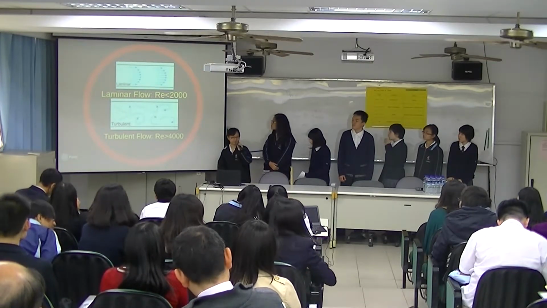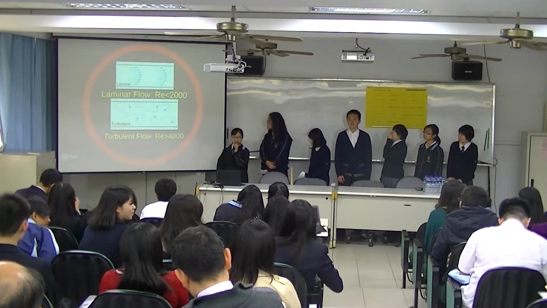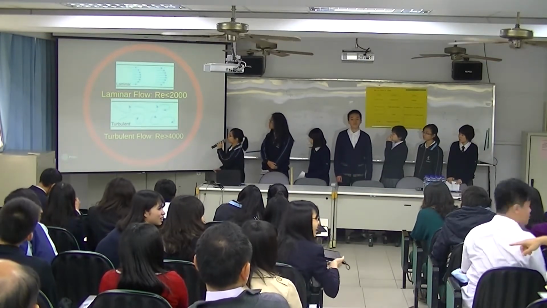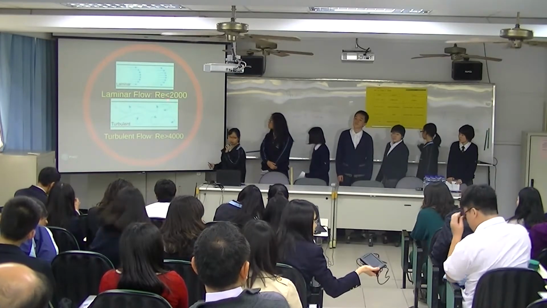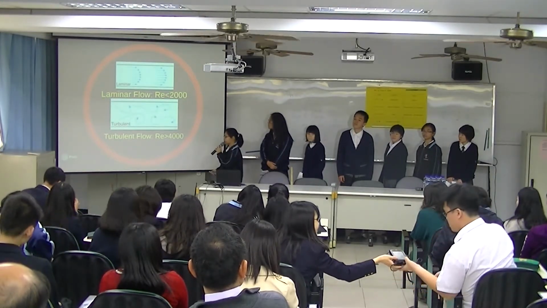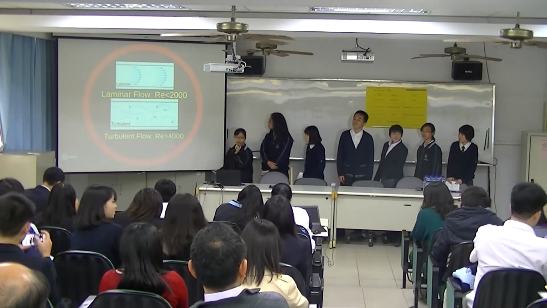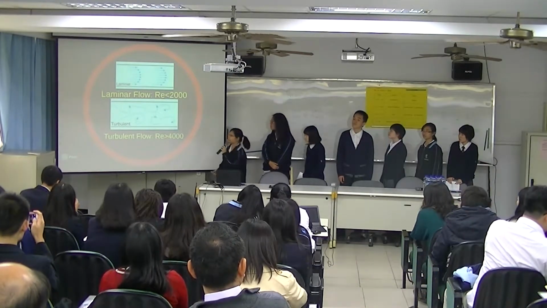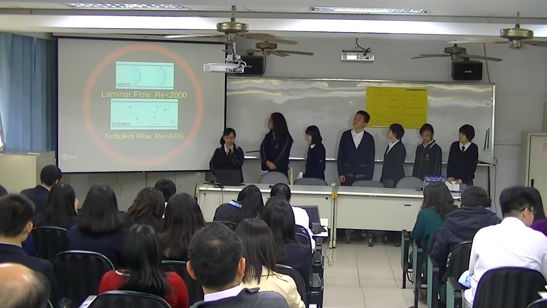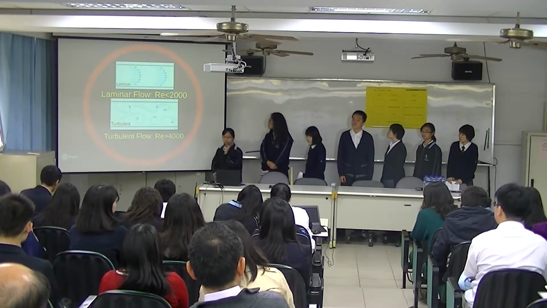Why is the Reynolds number so important? That's because it's an index for us to identify the flow we're going to observe. If the Reynolds number is less than 2,000, then we call that laminar flow. If the Reynolds number is more than 4,000, we call it turbulent flow. And if the Reynolds number is between 2,000 and 4,000, we say that the flow is in the transient condition.